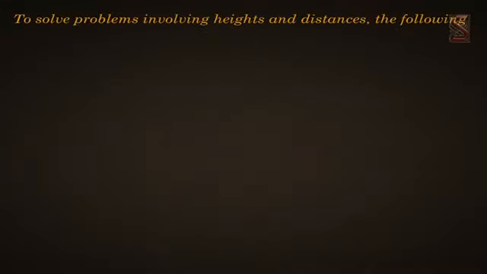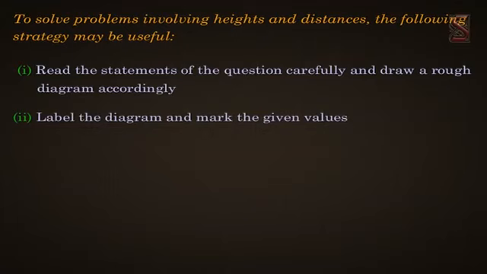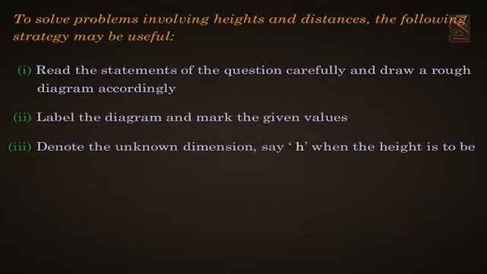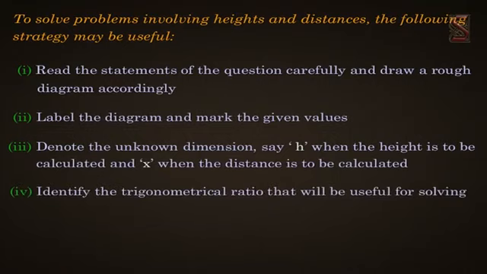To solve problems involving heights and distances, the following strategy may be useful. First, read the statement of the question carefully and draw a rough diagram accordingly. 2. Label the diagram and mark the given values. 3. Denote the unknown dimension, say h when the height is to be calculated and x when the distance is to be calculated. 4. Identify the trigonometrical ratio that will be useful for solving the problem. 5.